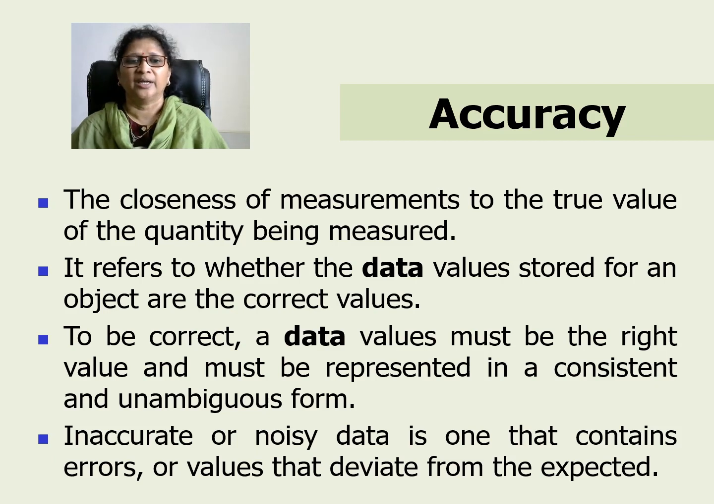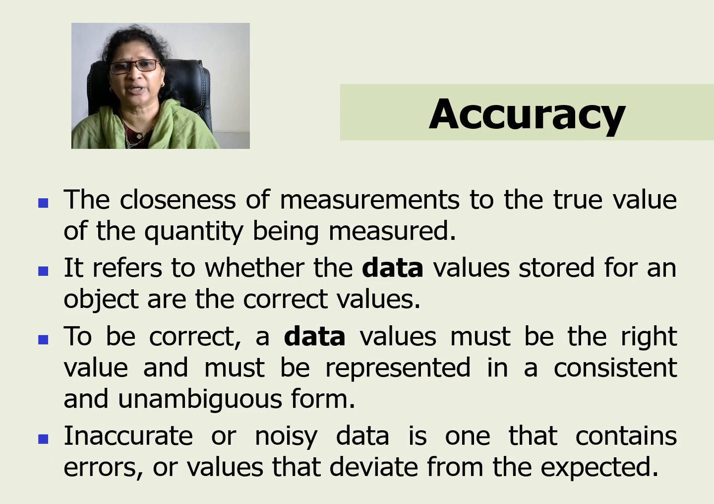100% accurate. It refers to whether the data values stored for an object are correct values. To be correct, data values must be the right values and must be represented in a consistent and unambiguous form. This is why I said that consistency and accuracy are terms which are tied very strongly. Inaccurate or noisy data is one of the reasons for getting errors or inaccurate mining results. So we need to correct those. Values that deviate from the expected values are said to have errors, or inaccurate data.